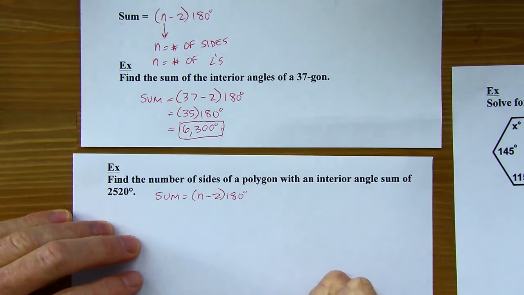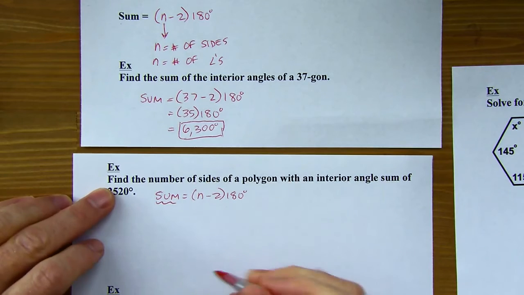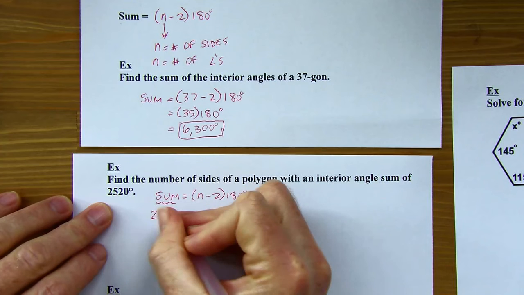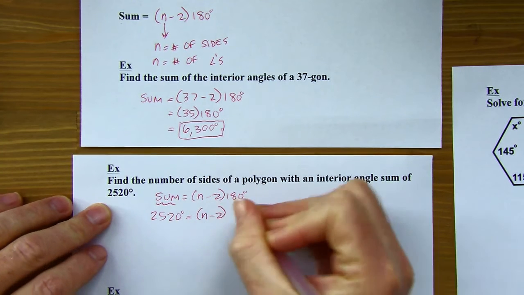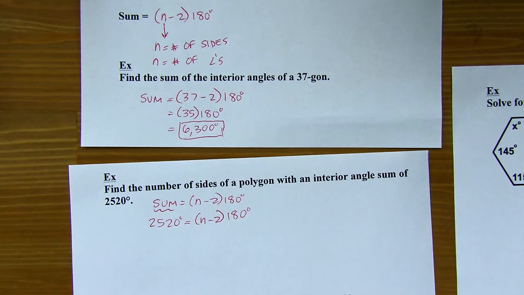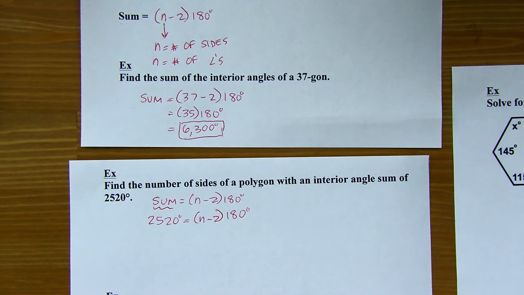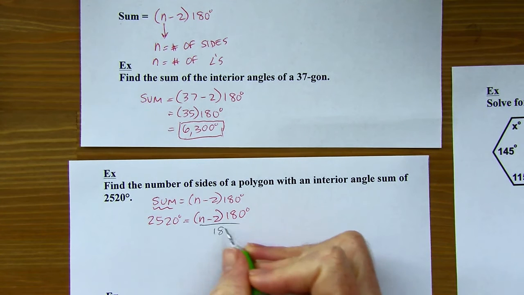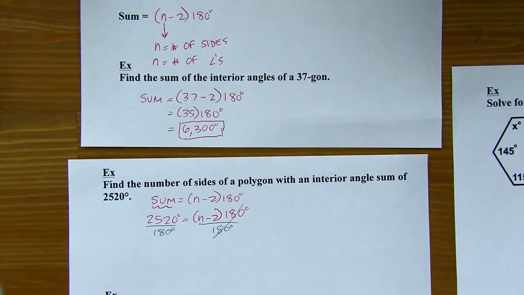Okay, and I've just got some different pieces. This time I don't know what the n is, but I do know what the sum is, right? The sum is 2,520 degrees. Okay, so now I'm trying to solve this for n. Now, a lot of people will distribute the 180, and nothing wrong with that at all. But for me, I'm just going to prefer to divide the whole equation by 180, okay? Because then those are gone, and I'm going to get a calculator out here.